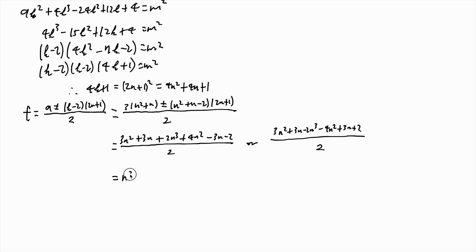So this is n cubed. Wait, 7? No way. 7? How do we get 7 here? Oh, it's 3.